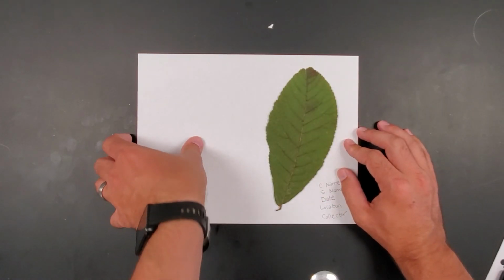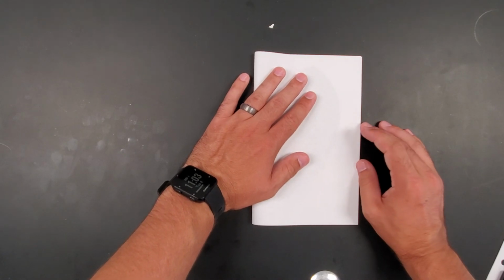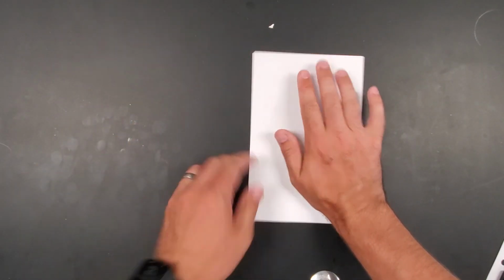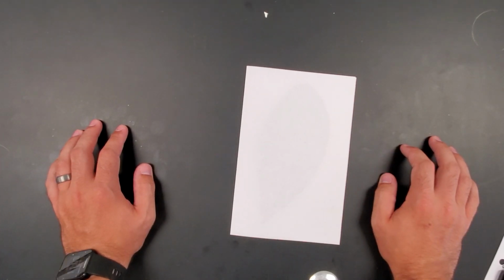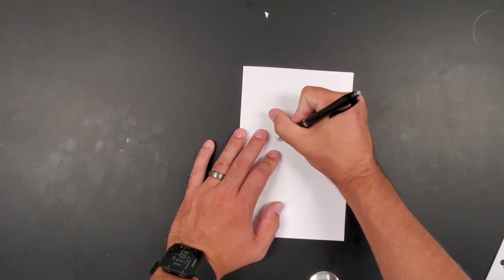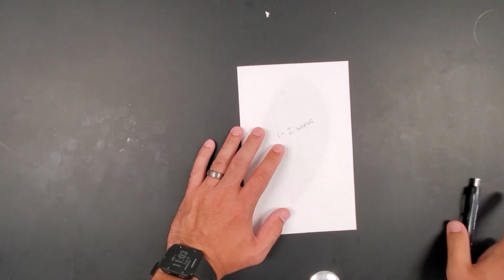Put that on here, and you take your paper, fold it over. Be sure not to fold the leaf in there. Again, we're pressing it. We're trying to get it flat. And then you will take this and put it in your book. You want it to be under something heavy, and you're gonna wanna leave it there for 1-2 weeks, okay?